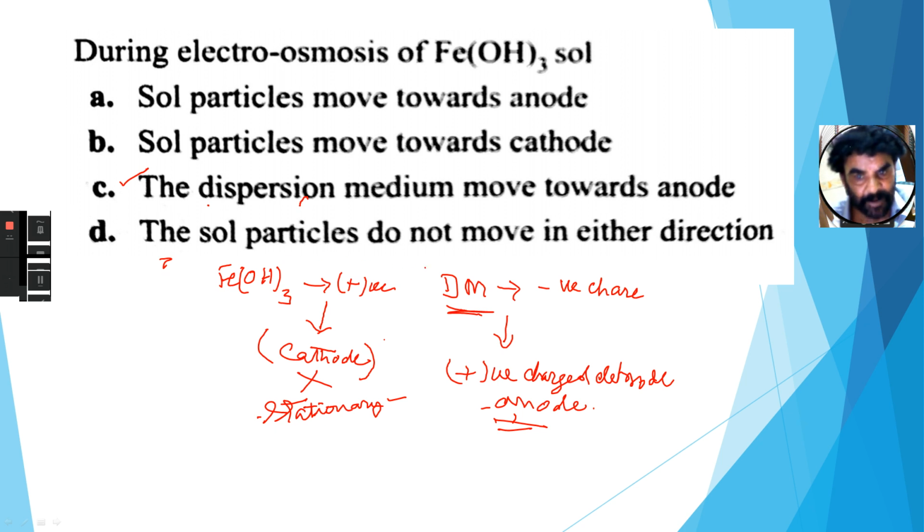The sol particles do not move in either direction. Yes, this is also correct in electroosmosis. Here C and D both are correct options. More than one answer is correct. In electroosmosis, the basic principle is that colloidal particles do not move towards any electrode. They are stationary. The dispersion medium moves towards the cathode or anode depending upon its charge. Here it is negatively charged, therefore it moves towards the positively charged electrode, the anode.